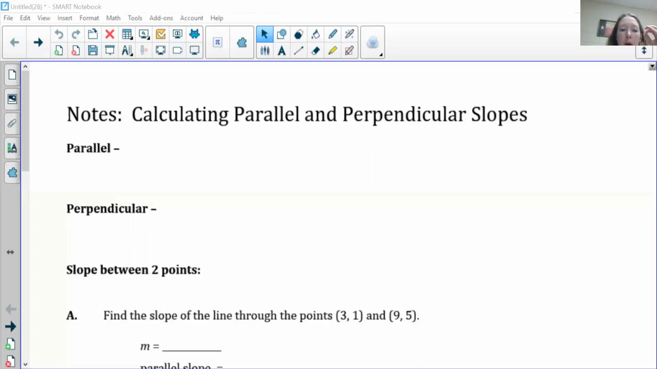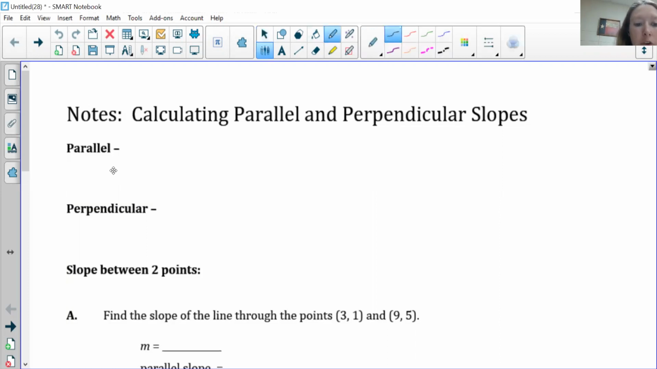All right, today's lesson is about calculating parallel and perpendicular slopes. First off, let's talk about what exactly parallel and perpendicular mean. Remember that parallel is talking about two lines that never ever touch. They never meet, they'll never cross. They are exactly parallel. They run in the same direction forever and ever.